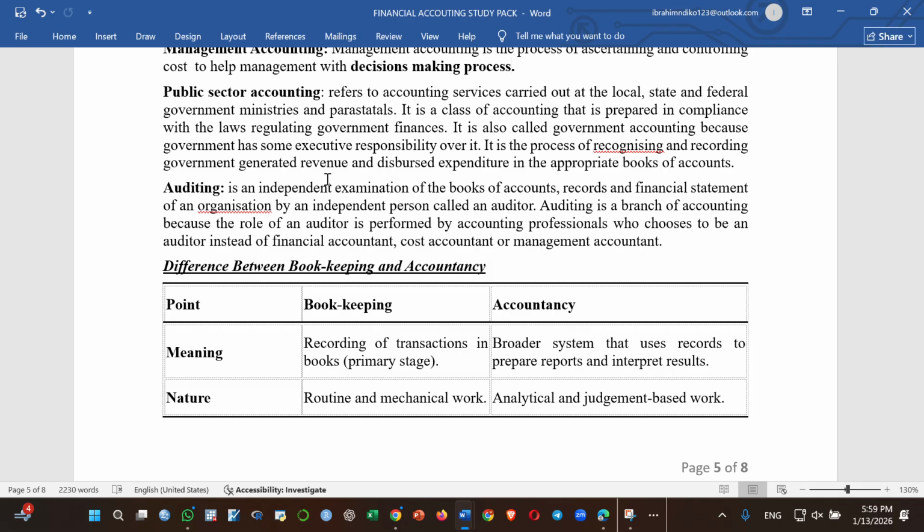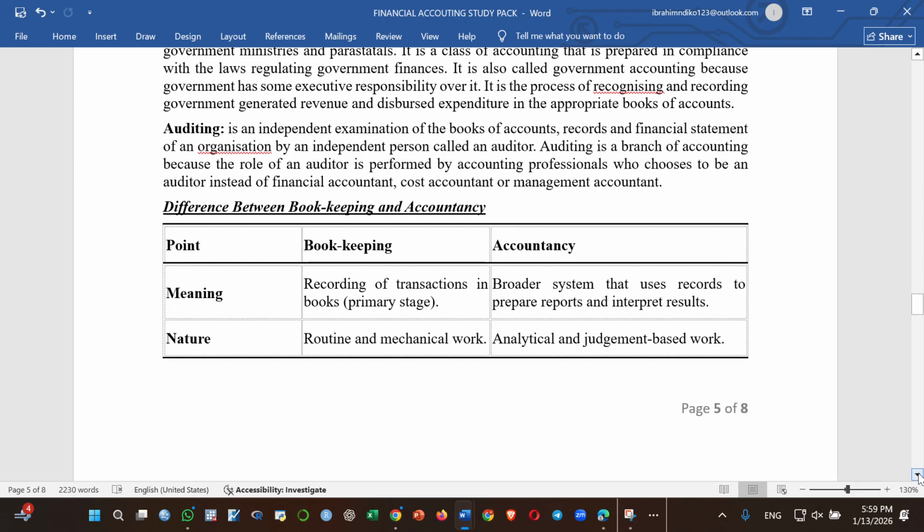Then you have auditing. Auditing is an independent examination of the books of account to make sure that they are free and fair. So auditing is an independent examination of the books of account to make sure that the information presented is true and fair. So an independent examination of books of account to ensure that the information provided is true and fair.